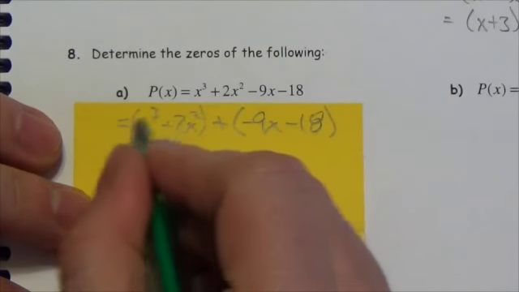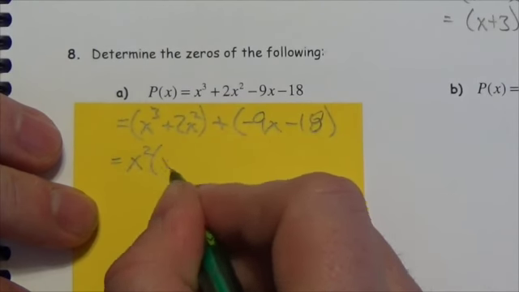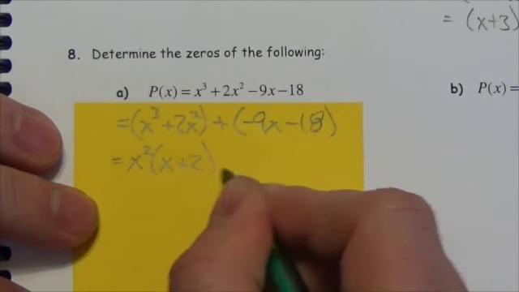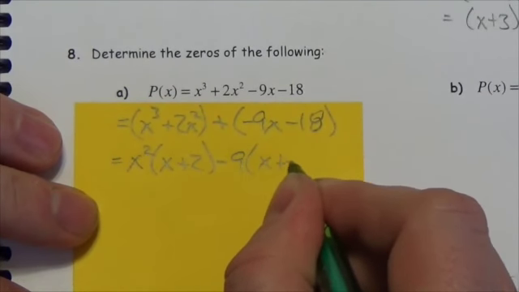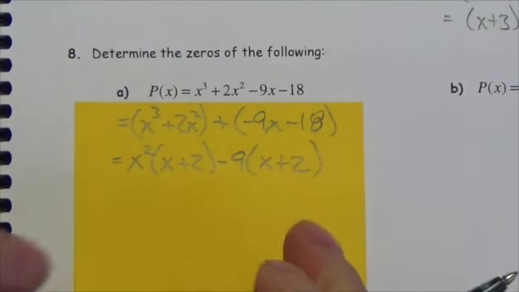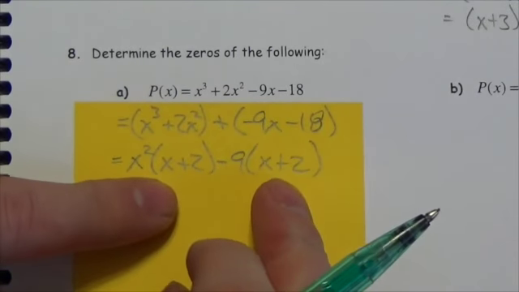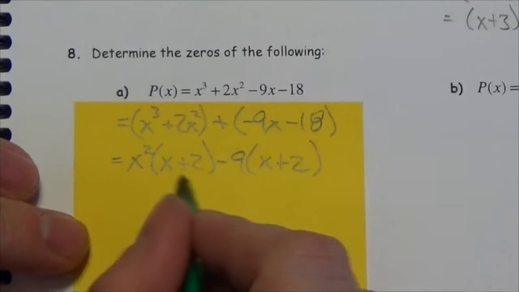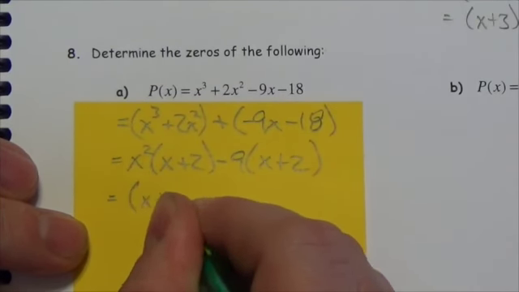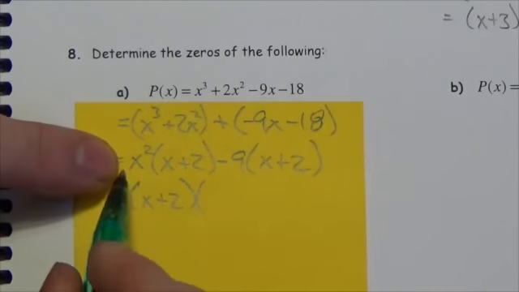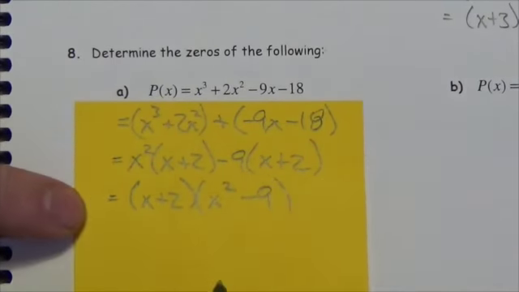And so now I'll take out what's common out of those first two, so I'll get x squared times (x plus 2). Take out the negative 9, and I'll get (x plus 2). Now, look at that. That's exactly what I wanted to happen here. There's a common x plus 2 to both of those terms. This x plus 2 was obviously distributed to an x squared and the minus 9.